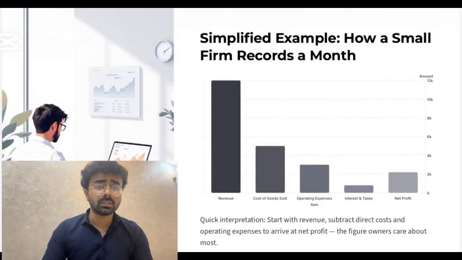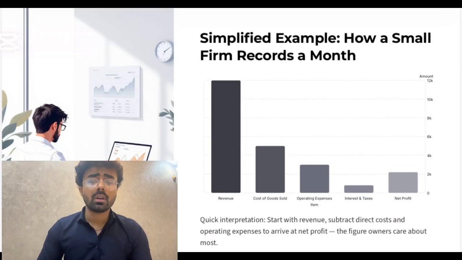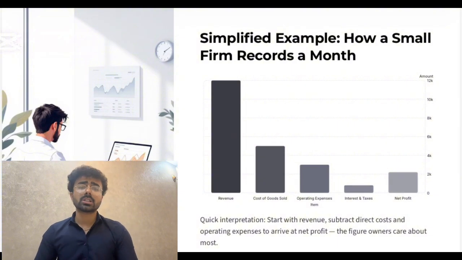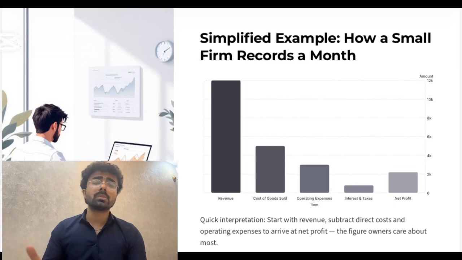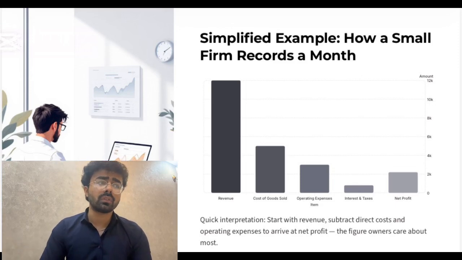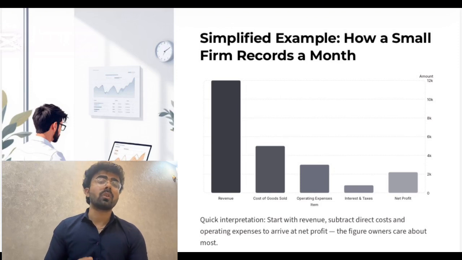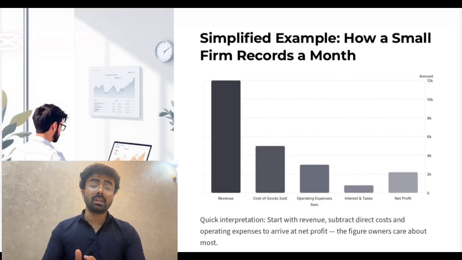Okay, so let's simplify these concepts using an example. A business starts with revenue, right? From that, it subtracts cost of goods sold, then operating expenses, and then interest and taxes. And what remains is our net profit, or if negative, it's our net loss. The most important figure for owners, investors, and every sort of stakeholder. This is how businesses measure their success, mainly on a monetary basis.